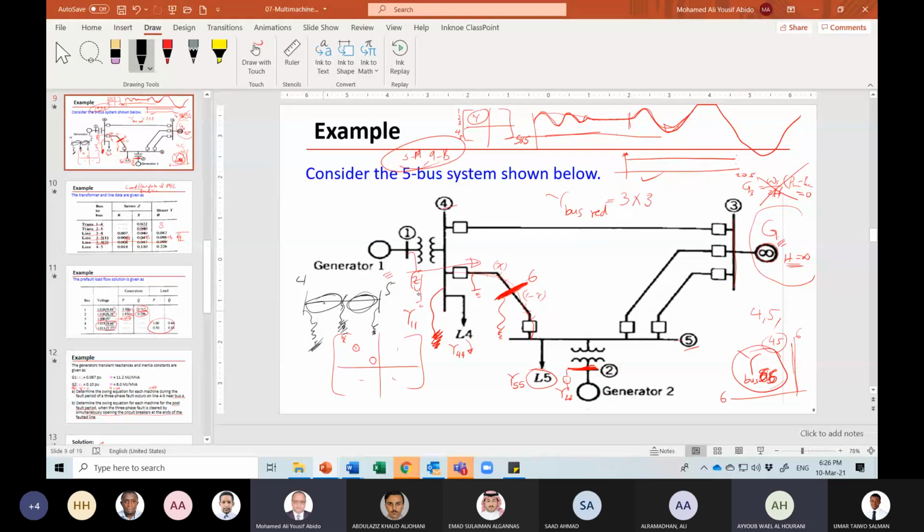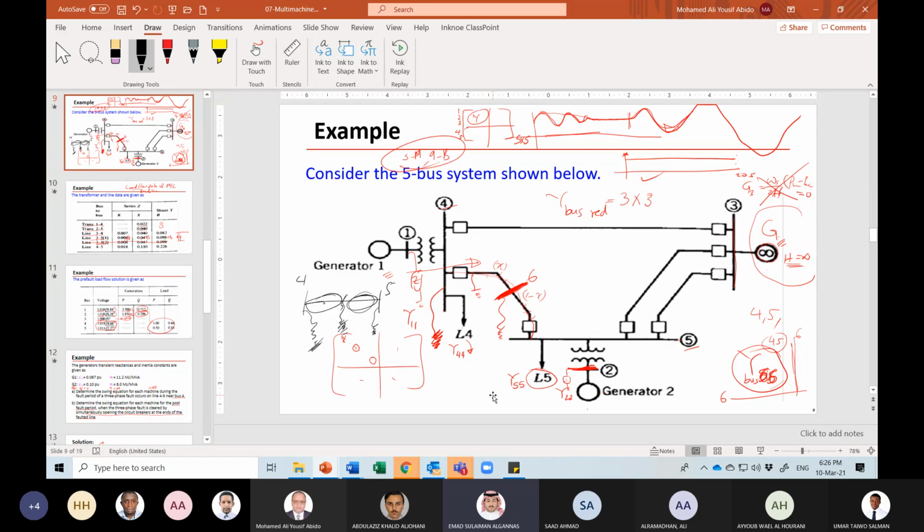So generally speaking, if you have a fault at any point of the line, then you can create a fictitious bus here, and then you can proceed as usual. Doctor? Yes.